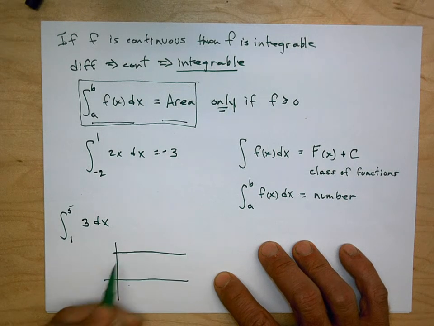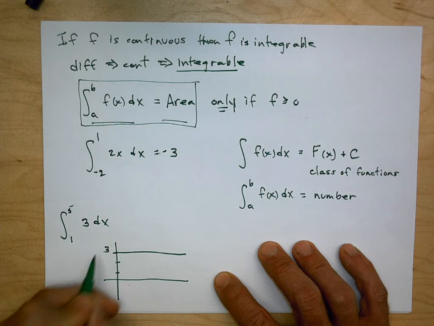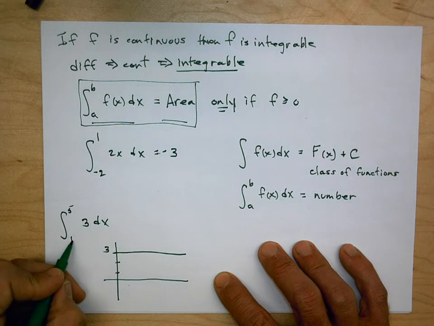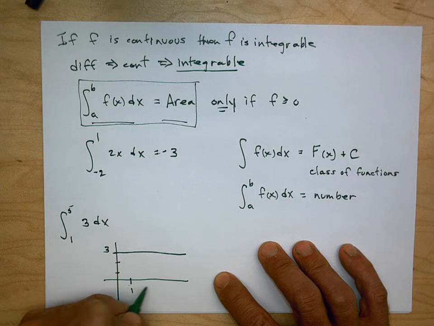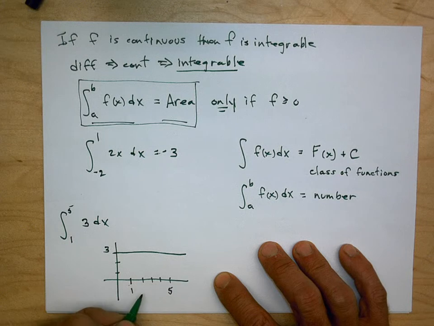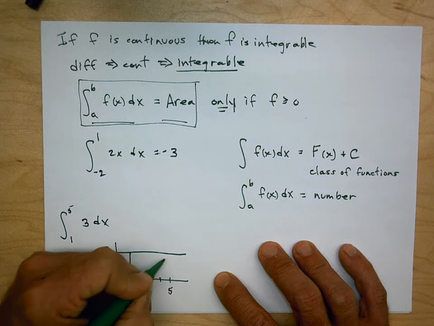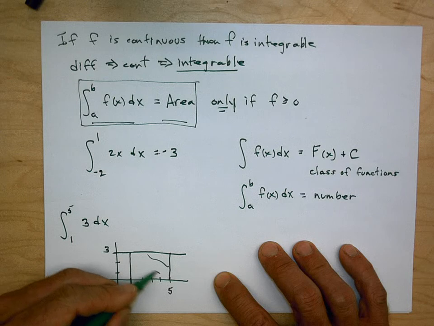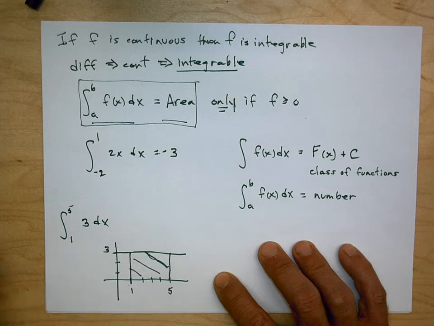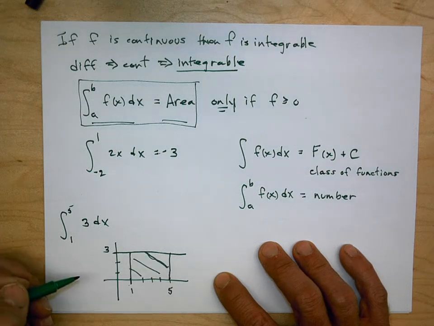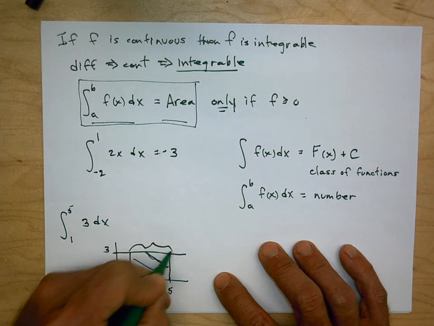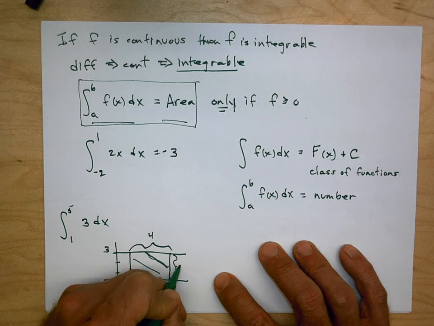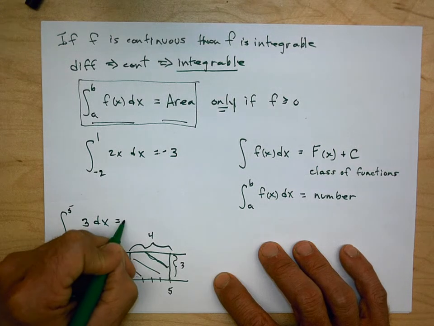So there's 1, 2. Here's y equals 3, and we're looking at the area from 1 to 5. So if I start at 1 here, 1, 2, 3, 4, 5. So what I want to find is this area. Well, clearly it's just the area of a rectangle, right? So this width here is 4. The height is 3. So this will be 12.